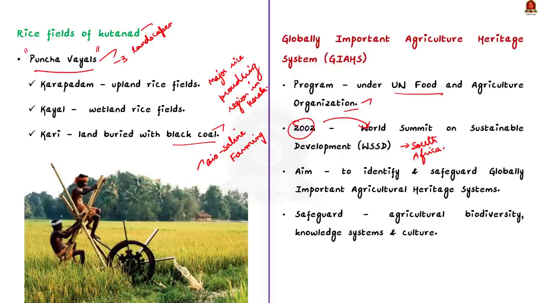And the overall goal of the globally important agricultural heritage system is to identify and safeguard globally important agricultural systems and their associated landscapes. Then it also safeguards agricultural biodiversity, knowledge systems and culture. Know that there are around 65 plus sites in the world as part of globally important agricultural heritage systems. And this is all about globally important agricultural heritage systems. And that's all regarding this discussion.